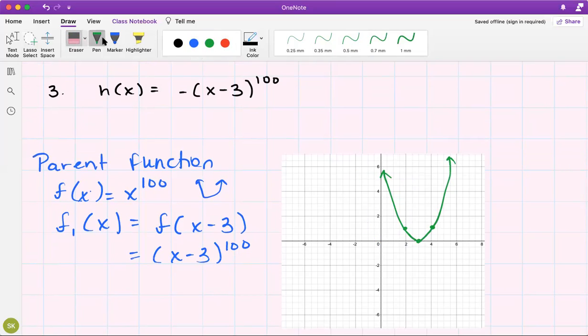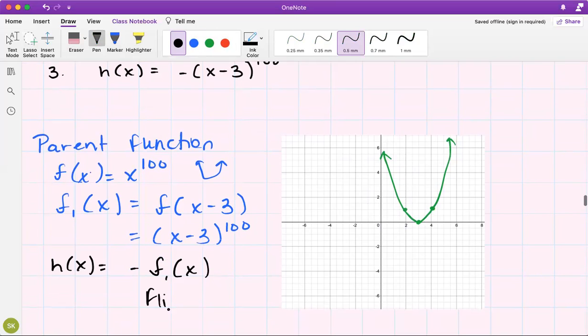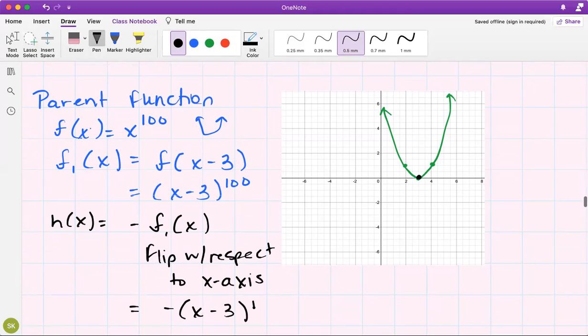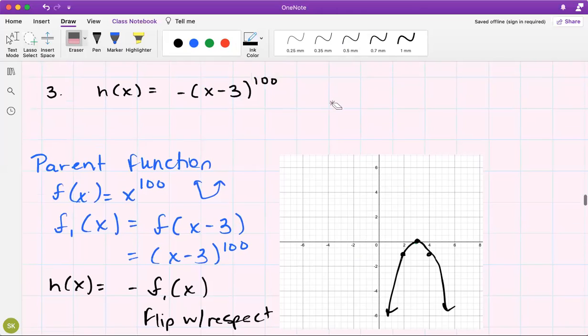And then the next step is that h of x is f1 of x, but with a negative on the outside. And when you have a negative on the outside, you flip with respect to the x-axis. And you can plug in points to double check this, because if you plug in 3 into negative x minus 3 to the 100, you get 0, so you get the point 3, 0. When you plug in 4, you're going to get negative 1. And when you plug in 2, you're going to get negative 1. So the graph is going to look like this. And this is the sketch of this graph right here.